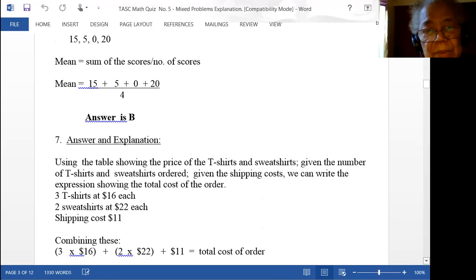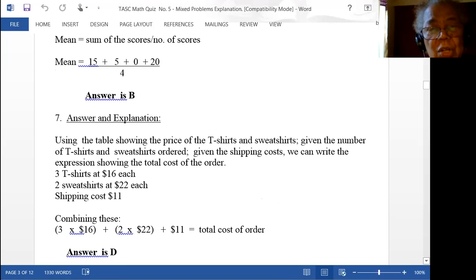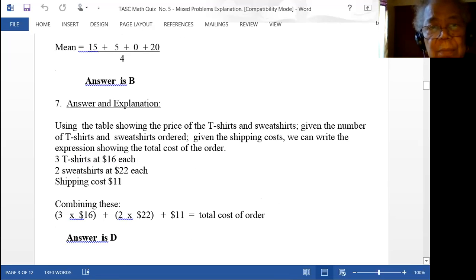Number 7, you're finding the total cost of your order. You're ordering both t-shirts and sweatshirts. You're given the price of the t-shirts, $16, and you're ordering 3 of them. You're given the cost of the sweatshirts, $22, and you're ordering 2 of them. But there's a shipping cost of $11.